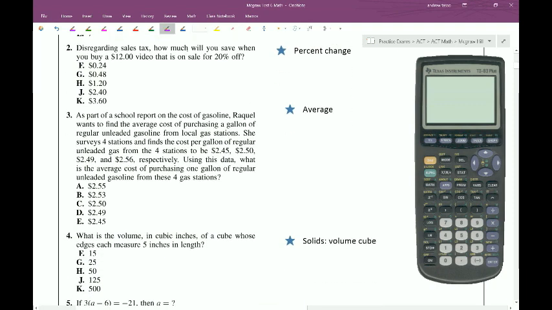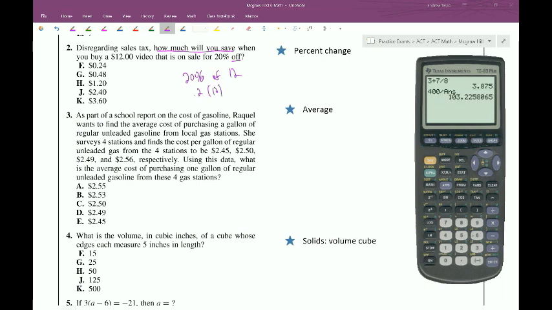Disregarding sales tax, how much will you save when you buy a $12 video that is on sale for 20% off? So notice they're asking how much will you save. So they want to know the amount of money that's coming off. So really they want you to find 20% of 12. So that's 0.2 times 12.